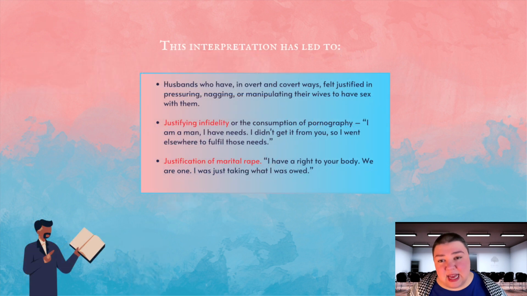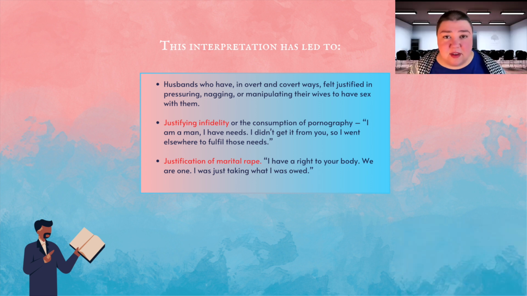This line of thinking has led to everything from husbands who have in overt and covert ways felt justified in pressuring, nagging, or manipulating their wives to have sex with them, to justifying infidelity or the consumption of pornography. I am a man, I have needs, I didn't get it from you, so I went elsewhere to fulfill those needs, to a justification for marital rape. I have a right to your body. We are one. I was just taking what I was owed.